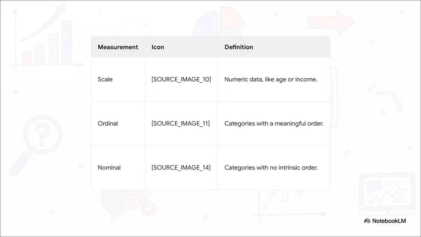Now, SPSS is pretty smart, but it's not a mind reader. We have to give it a little help by telling it what kind of data is in each column. And there are really just 3 main types you need to know. First, you've got scale. That's for any real numeric data, like age or income. Then there's ordinal, which is for categories that have a meaningful order, like low, medium, high. And finally, you have nominal, for categories that don't have any particular order, like someone's gender or marital status. Getting these right is absolutely crucial for making sure your analysis is correct.